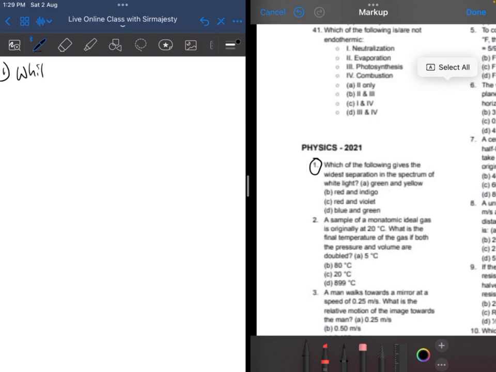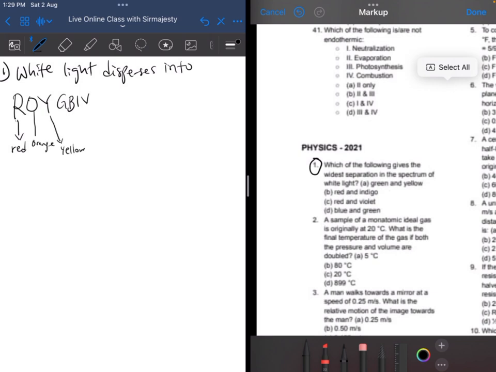White light disperses into an acronym I called ROYGBIV. This is red, this is orange, this is yellow, this is green, this is blue, this is indigo, and this is violet.